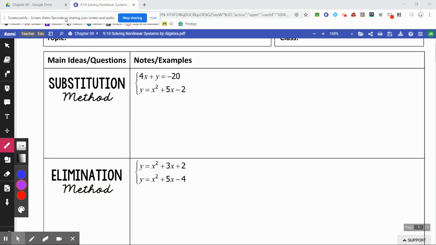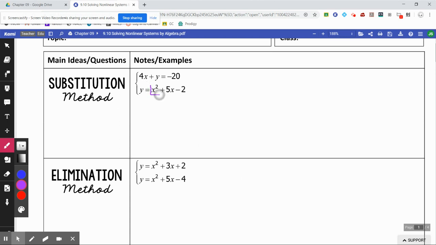Okay, now we're going to talk about a much better method of solving these nonlinear systems, and that's going to be with algebra, with substitution and elimination, the same way that we solve our linear systems. So let's start out with the substitution method. The substitution method works the exact same way. You solve either one or the other equation for either x or y.